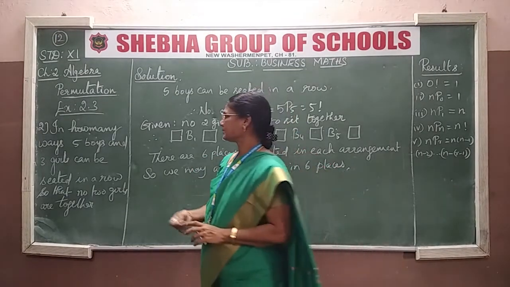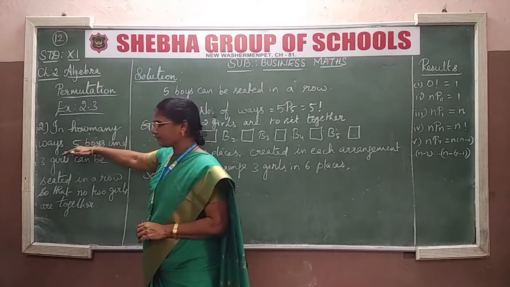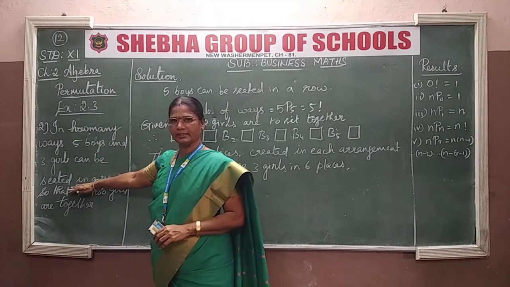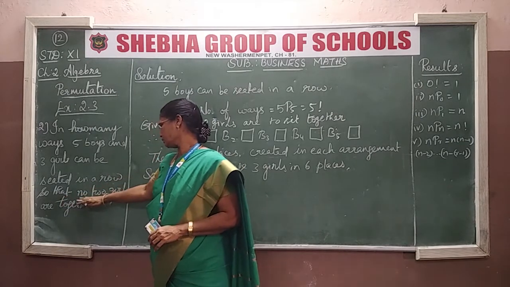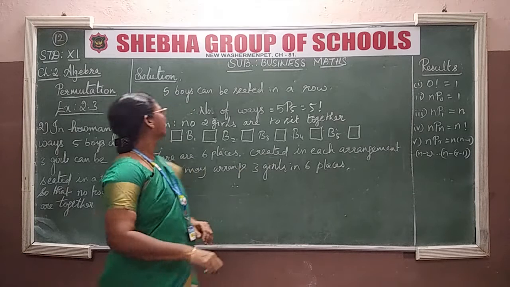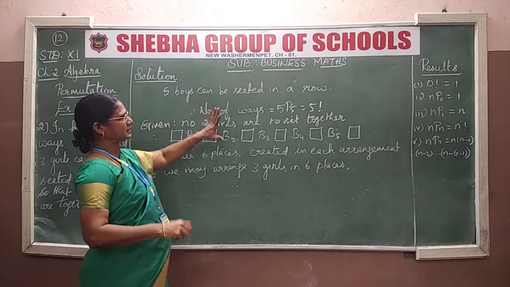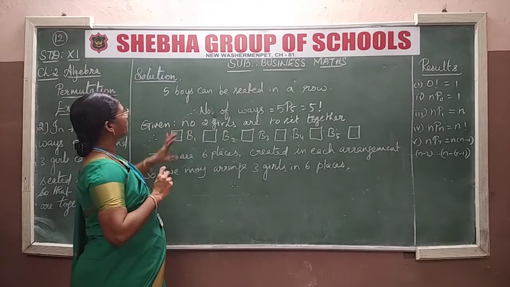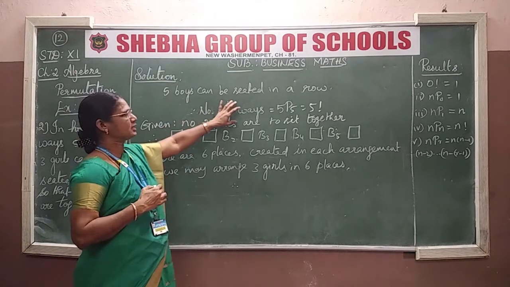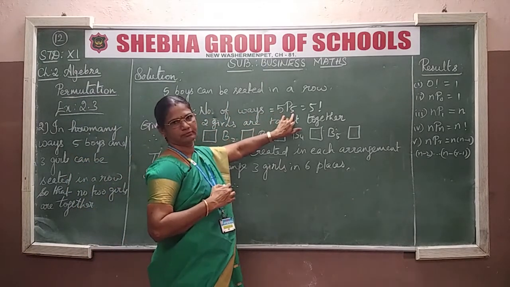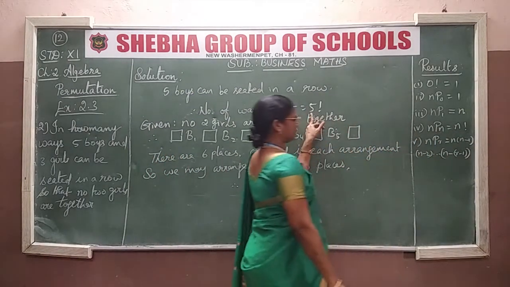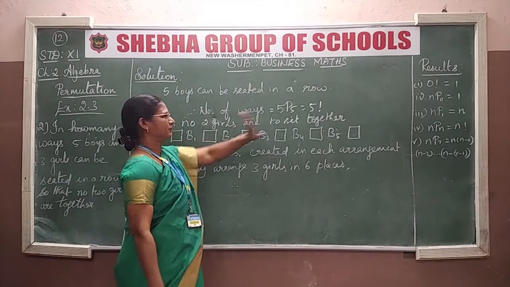Next, let us see the second sum. In how many ways can 5 boys and 3 girls be seated in a row so that no 2 girls are together? Listen, 5 boys can be seated in a row. So we are going to take the 5 boys and seat them. So the number of ways is 5P5, which is equal to 5 factorial. nPn is n factorial. Using that we get 5 factorial.